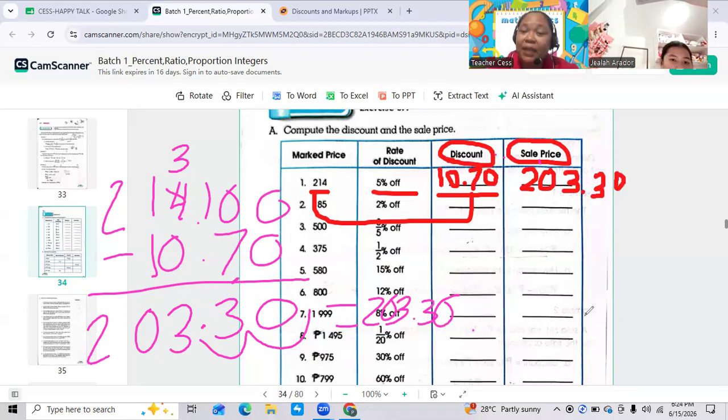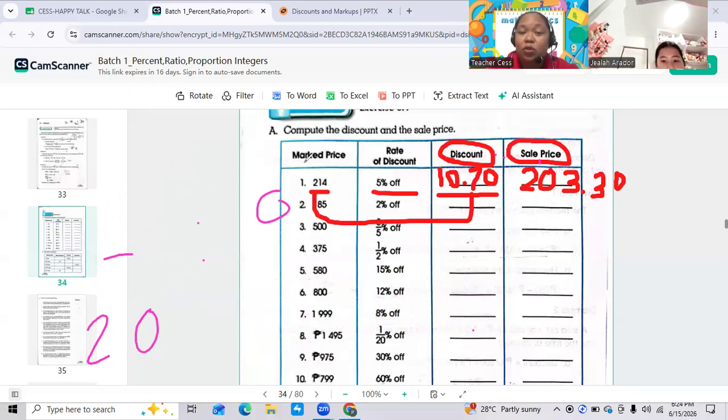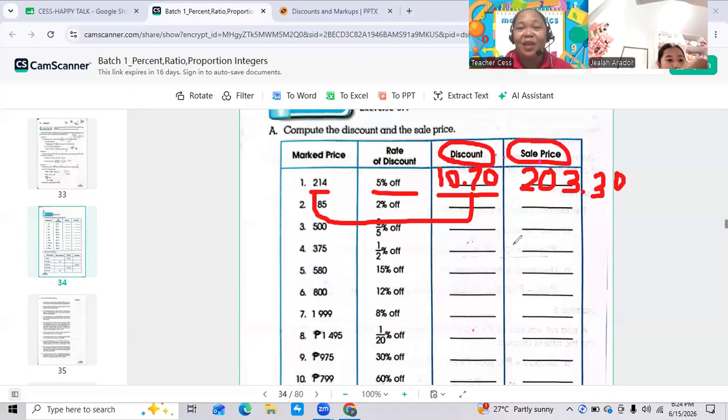Okay, very good. Meaning, Jela, if you apply the discount to the original price, the price will be lessened so that you can save money, right? Yes. That's why some of the customers usually look for the discount or sale when they are shopping or buying something, so that they can save money.